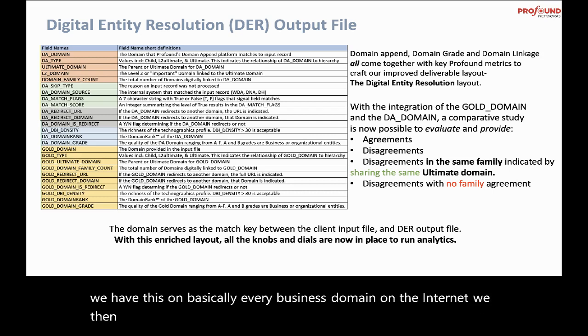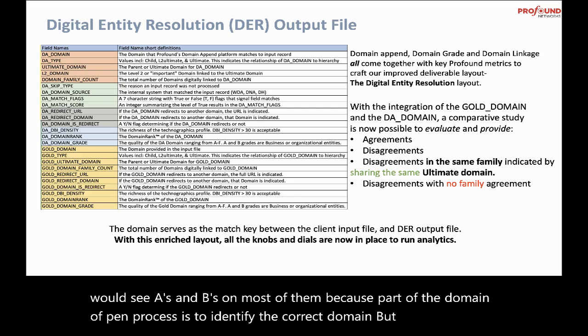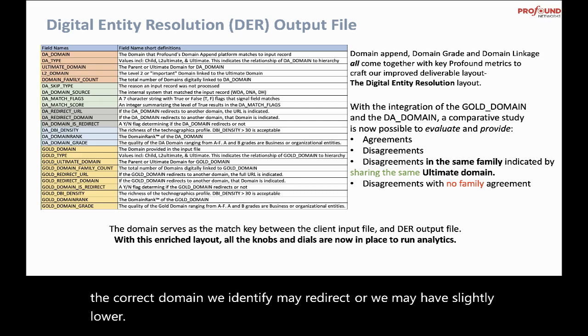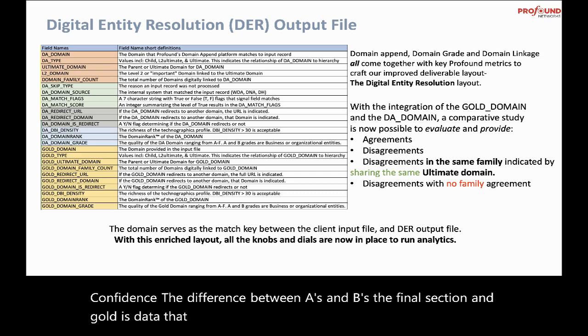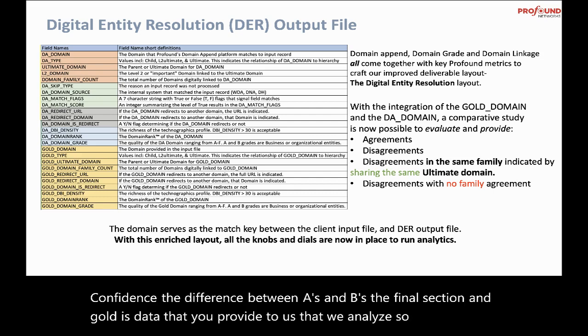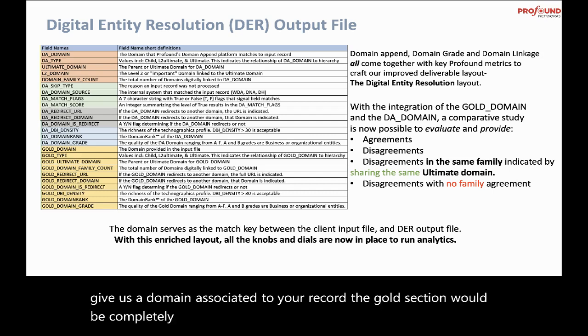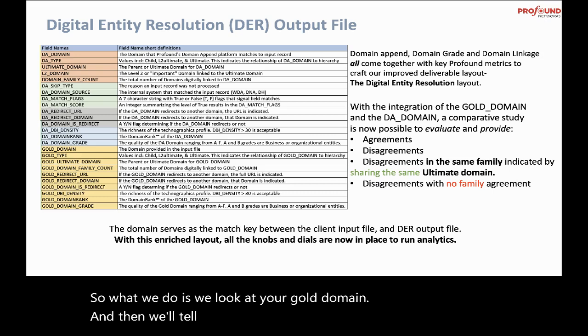We then, of course, give you the DA domain grade. Ideally, of course, we would see A's and B's here on most of them because part of the domain append process is to identify the correct domain. But in some cases, the correct domain we identify may redirect, or we may have slightly lower confidence, thus the difference between A's and B's. The final section in gold is data that you provide to us that we analyze. So if you don't give us a domain associated to your record, the gold section would be completely empty. So what we do is we look at your gold domain, and then we'll tell you again, like we illustrated above in the DA section, is the gold domain a child?